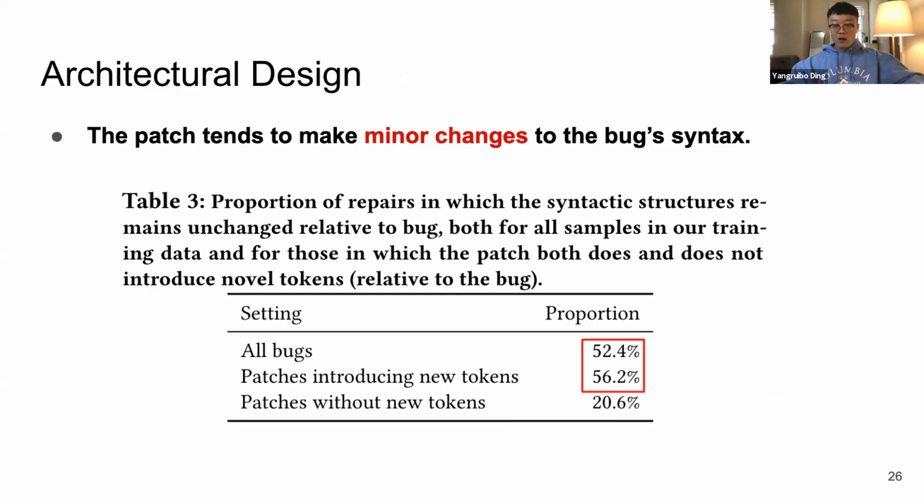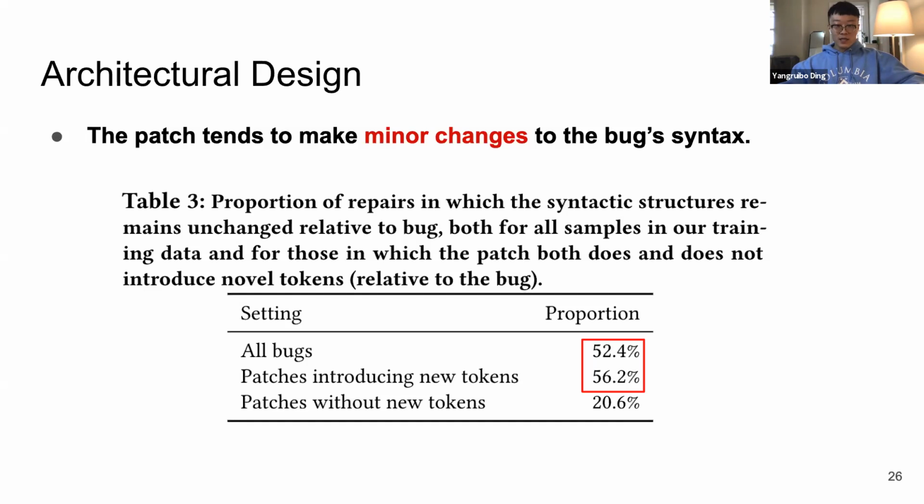From the experiments on our dataset, we see slightly more than half of our patches preserve the exact syntactic structure of their bugs. Furthermore, the results are starkly different based on whether a patch introduces new tokens. Those that do even more rarely change the syntax, while the other patches are often some kind of permutation of the bug's tokens that very rarely preserves the syntactic ordering.